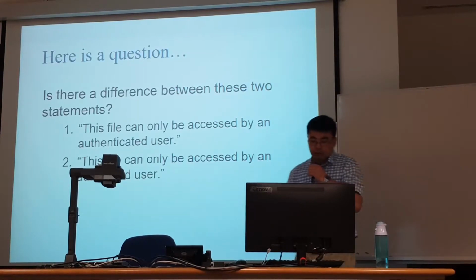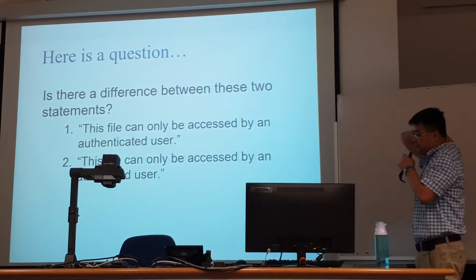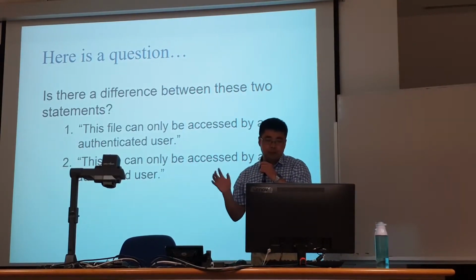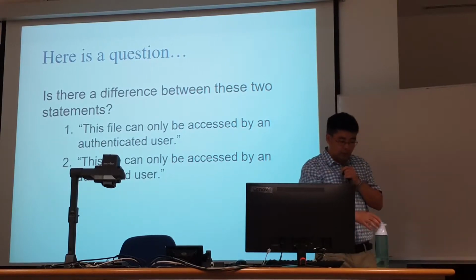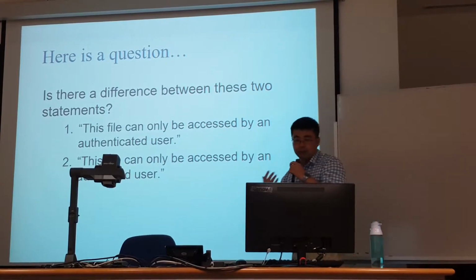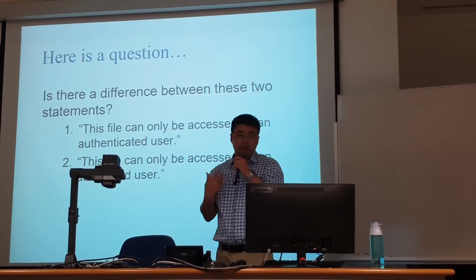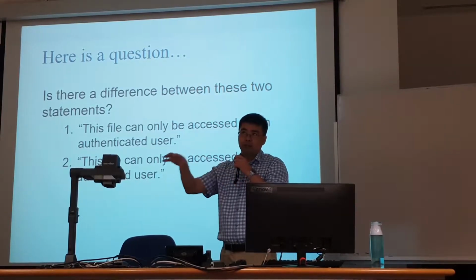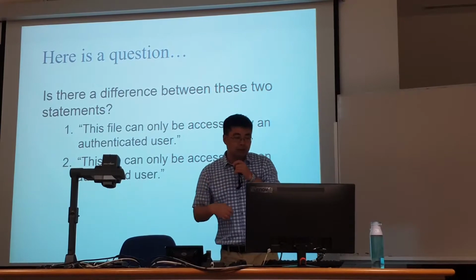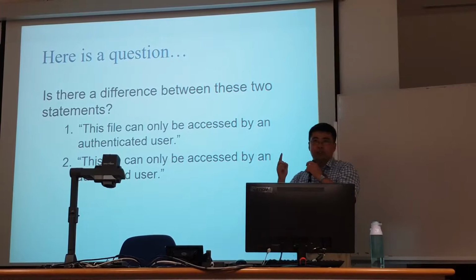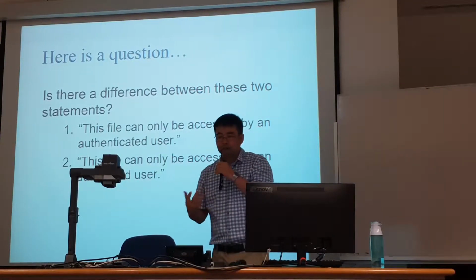The two sentences are actually different. These are two statements that cover authentication and access control. The first sentence says this file can be accessed by an authenticated user. Essentially, this means that this is a public file that can be accessed by all the internal users. The second one, this file can only be accessed by an authorized user. In this case, maybe only one user is allowed to access this file. For example, the password file and the shadow file.